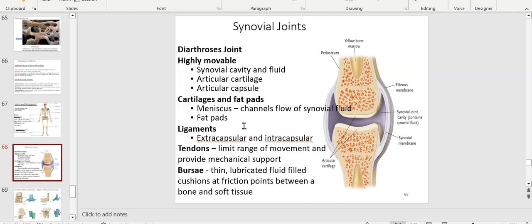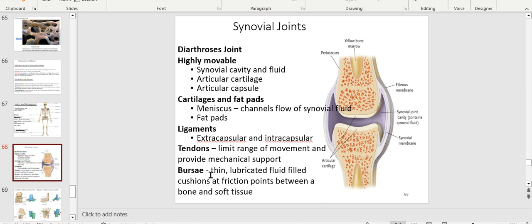Cartilage and fat pads, meniscus. Channels flow of synovial fluid, fat pads as well. Ligaments there, you have your ACL, you have all the different ligaments there that are holding the knee in place. Anterior cruciate, posterior cruciate, lateral. The tendons there, they limit the range of movement and provide mechanical support.